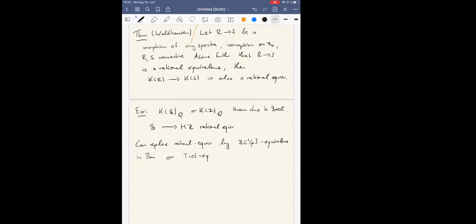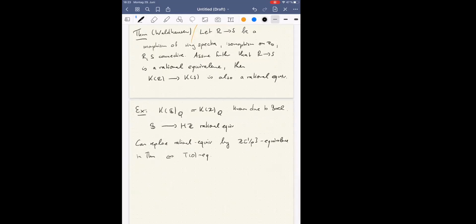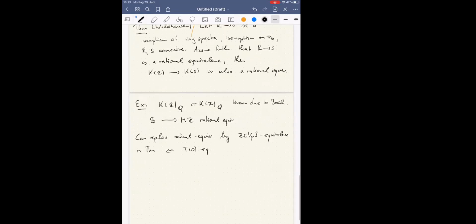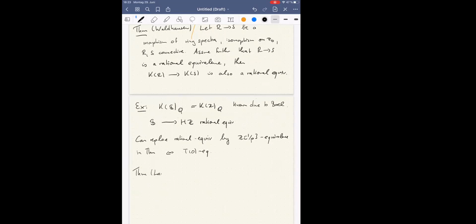This already gives us a lead to what I want to say next, namely a theorem by Markus and Georg, that there is a similar theorem which is also true in higher heights. So let R to S be a map of connective ring spectra. Okay, so what do we need? It should be n-connective. I will recall in a moment what this means.